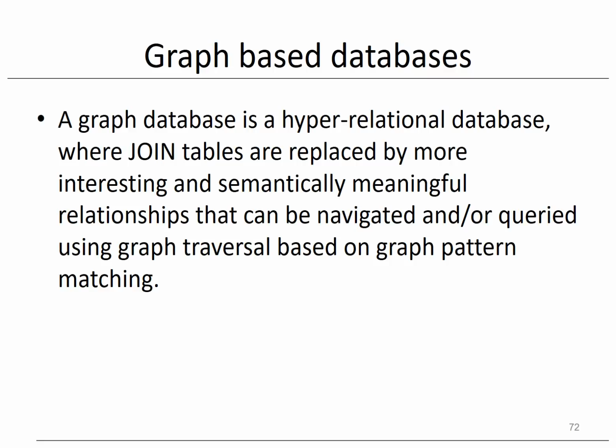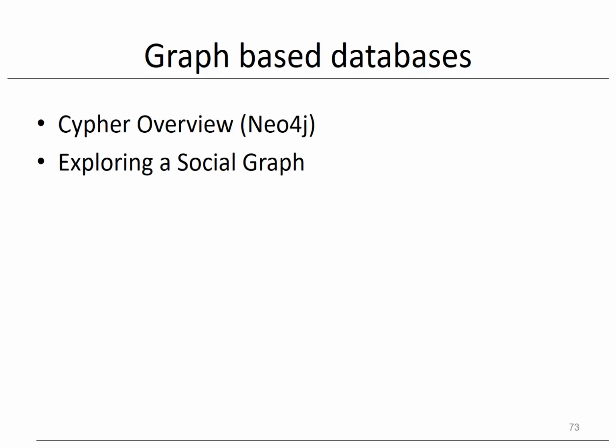In a way, a graph database is a hyperrelational database, where join tables are replaced by more interesting and semantically meaningful relationships that can be navigated and/or queried using graph traversal based on graph pattern matching. We will continue to use Neo4j to work out some examples and topics in the following subsections, starting with an overview of Cypher, Neo4j's query language. We also elaborate further on exploring a social graph.